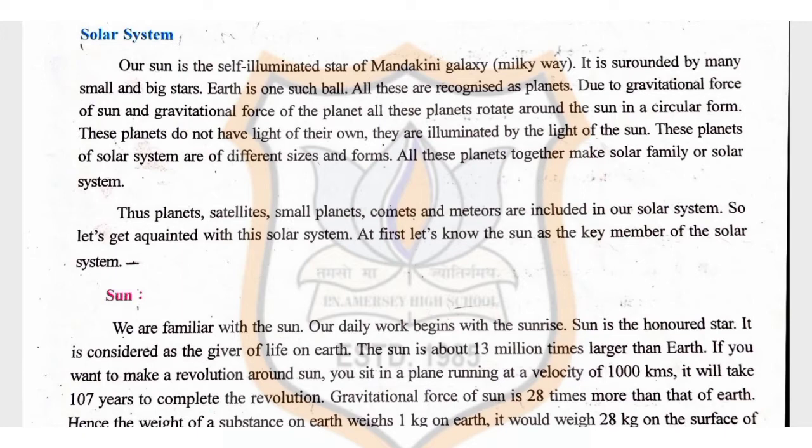These planets of the solar system are of different sizes and forms. All these planets together make the solar family or solar system. Thus, planets, satellites, small planets, comets and meteors are included in our solar system. So, let's get acquainted with this solar system. At first, let's know the sun as the key member of the solar system.